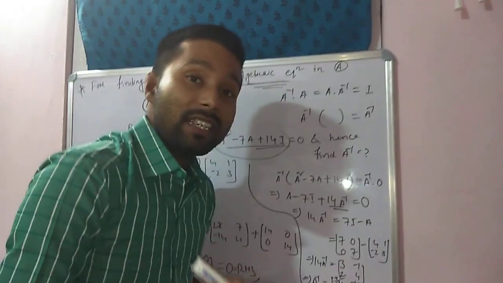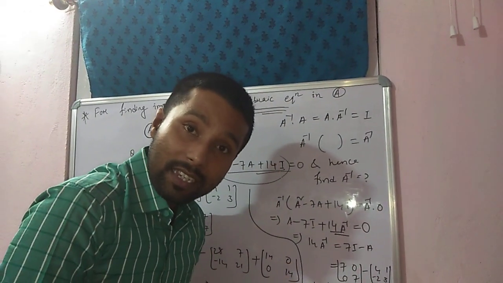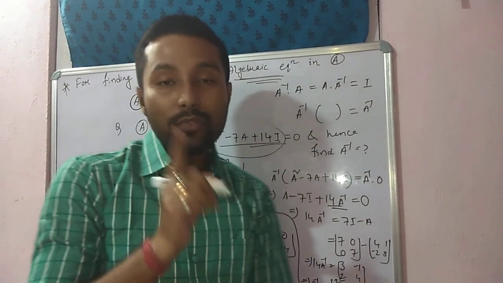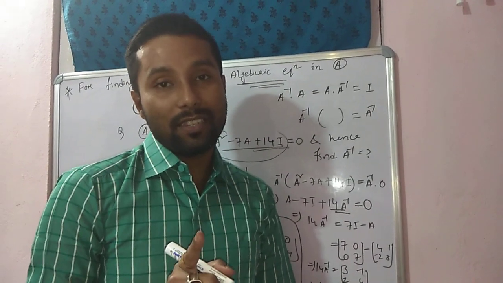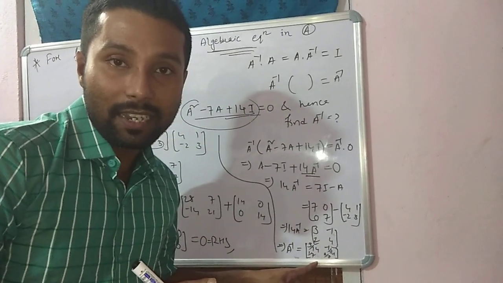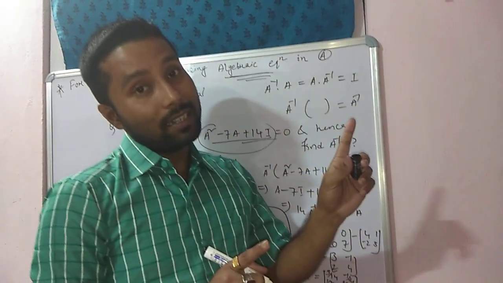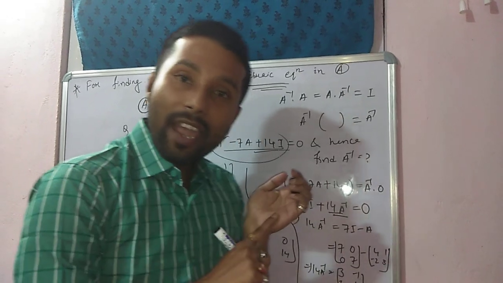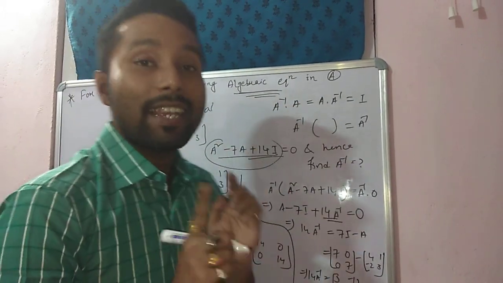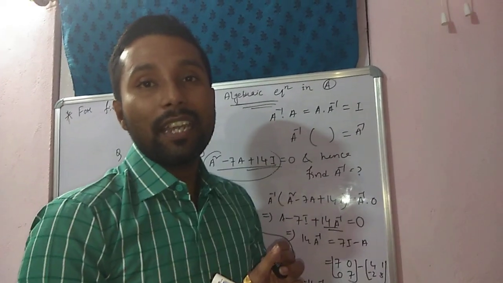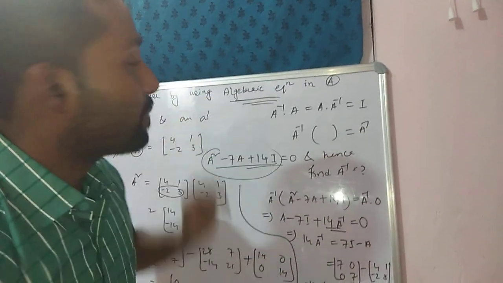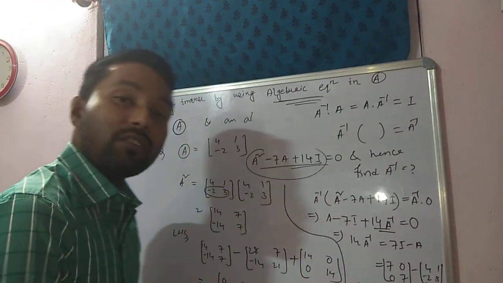Remember, A inverse is also a matrix. We cannot expand this inverse. Only in case of a determinant can we expand, not in case of a matrix. So the value of A inverse also has to be represented in matrix form. And remember one more thing: only in case of a square matrix do the adjoint and inverse exist. If it is not a square matrix, we cannot find the adjoint and inverse. So this is one special case. So this is all about the inverse of a matrix.